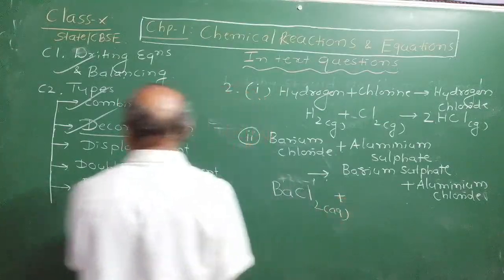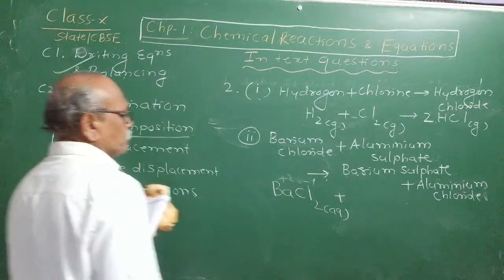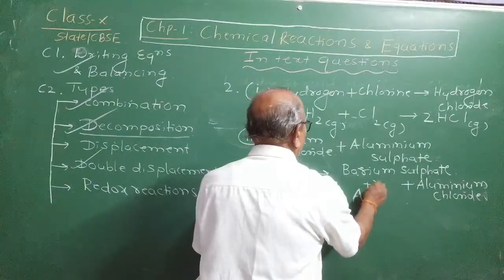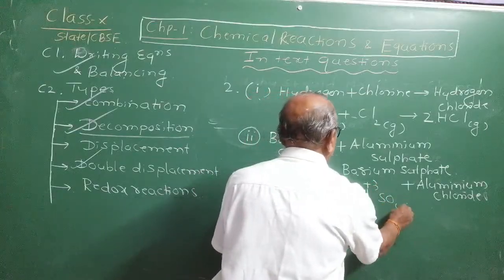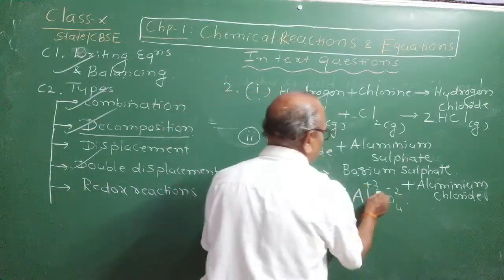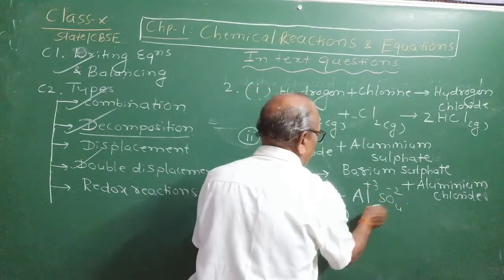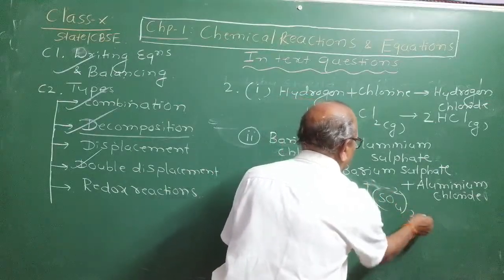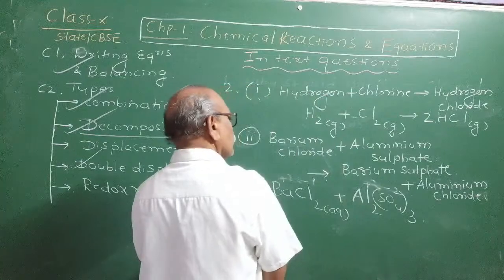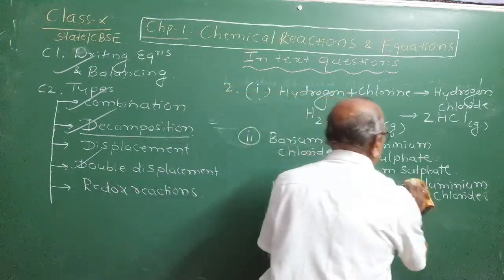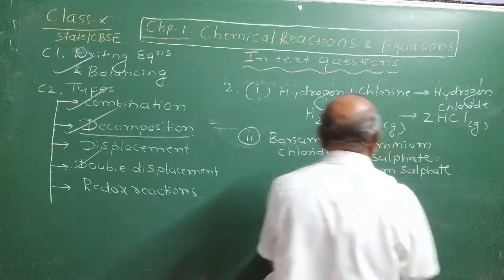Later I will be talking about double displacement reaction. Aluminum sulfate: Al valency will be +3, sulfate -2. Don't write the wrong formula. You have to cross the valency, 2 here, 3 here. Therefore Al2(SO4)3. This gives rise to aluminum chloride. I will write it on the product side.